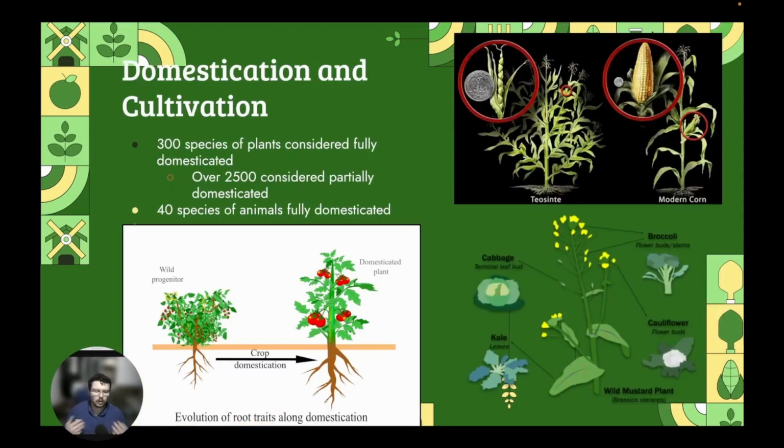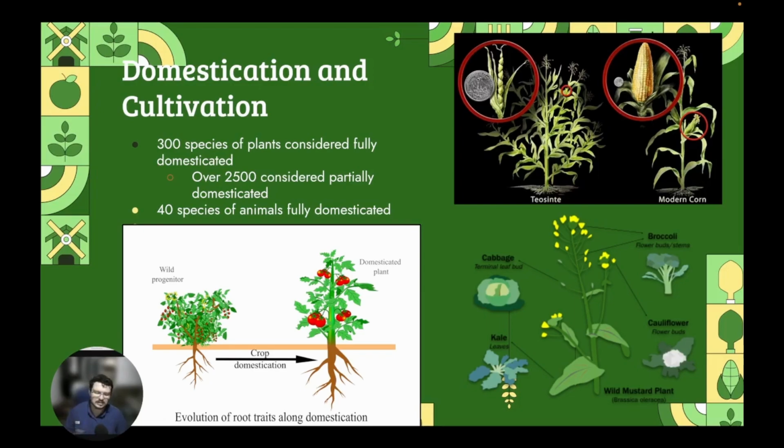So currently, we say that we have about 300 species of plants that are fully domesticated. So that means that they are genetically different and totally their own thing in comparison to the wild species that they came from. And in actuality, we have about 2,500 species that we consider partially domesticated, but they aren't 100% a standalone species, or they're not 100% different than their wild species. And for the animals, we have about 40 species of animals that we say are fully domesticated.